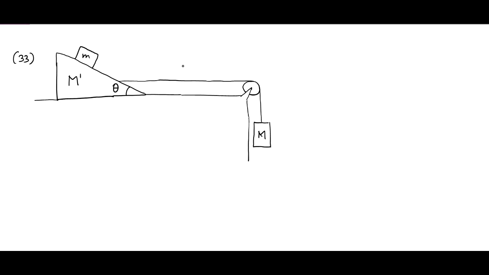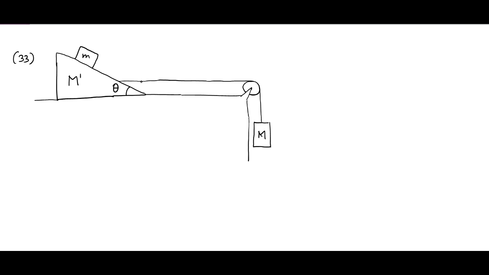pulley, and the pulley is given to be massless too, so it's massless and frictionless, and the string is given to be massless. The word light, we usually interpret it to be light enough to be considered massless.